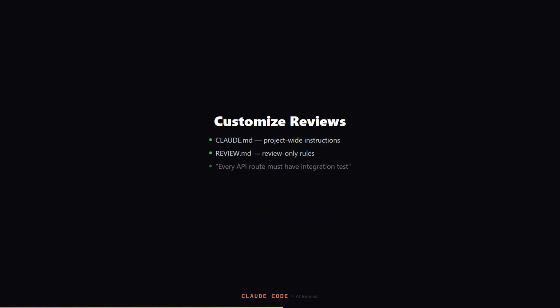You customize what Claude flags with two files. CLAUDE.md, your project instructions that apply everywhere, not just reviews. And REVIEW.md, review-only rules. Things like, every new API route must have an integration test. Don't comment on generated code under /gen, prefer early returns over nested conditionals. Claude reads both files automatically.